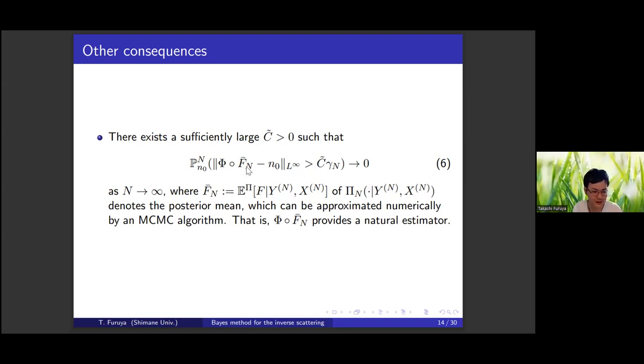So that means, let f bar be the posterior mean. It is well known that the posterior mean can be approximated by, for example, the MCMC algorithm. So first we compute the posterior mean of f, and after that we propagate this f bar by the link function. So this can be an estimator, and this estimator is very close to n zero if n goes to infinity. This is one interpretation of the previous consistency theorem.